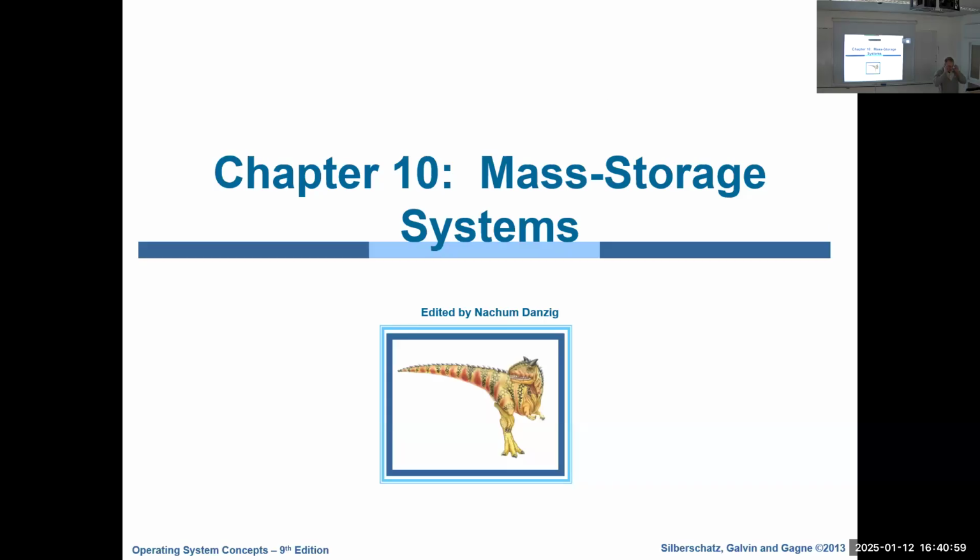Now we're in lecture 10, mass storage system. What is the mass storage system? Essentially your hard drive. The operating system has to talk to the hard drive. It has to be able to store files on the hard drive and retrieve files from the hard drive.